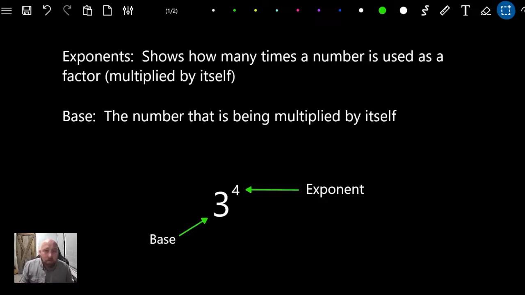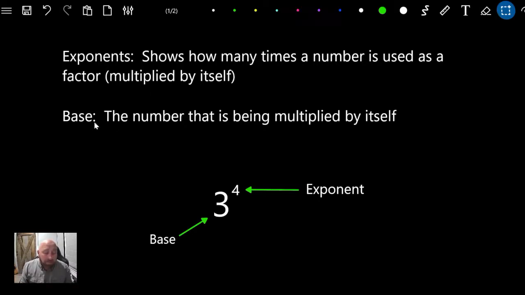So go ahead and look down here, and it says that exponents show how many times a number is used as a factor. I don't really love that definition. I mean, that is the definition, but I like to say instead of used as a factor, it's kind of a little bit confusing. I like to say that it's multiplied by itself. Okay, and you'll see what I mean by that in just a second. And I think that'll make sense because that's the way you're going to hear me say it. How many times is it multiplied by itself?